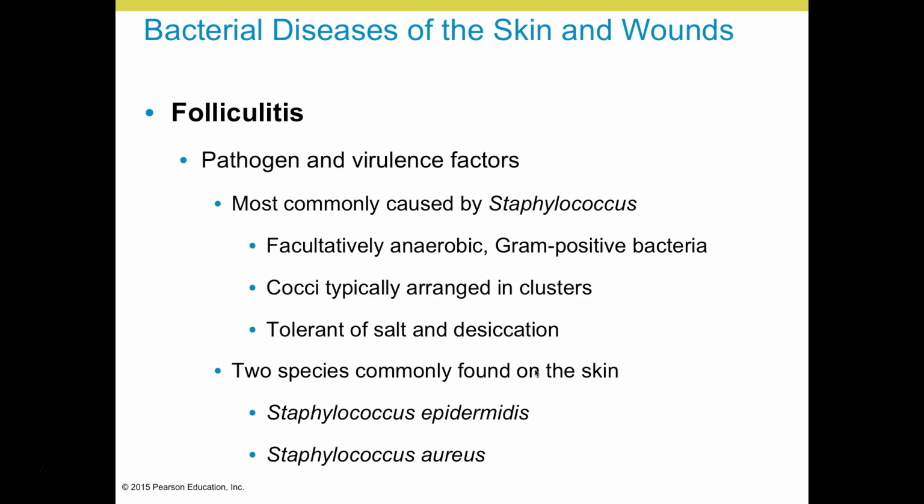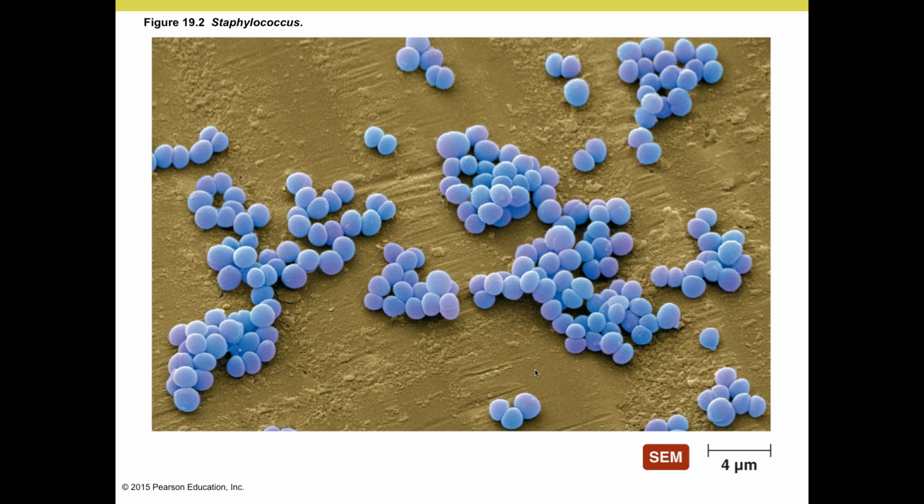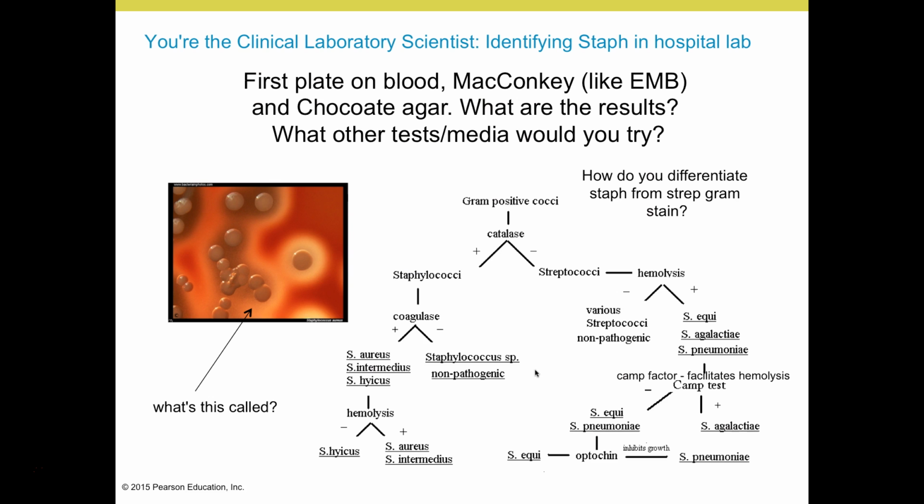Most are caused by Staphylococcus, and these are gram-positive, facultative anaerobic bacteria. They're cocci, and they're also in your skin because they happen to be tolerant to the salt concentration of your skin. You have Staph epidermidis and Staph aureus. And you're familiar with it. You saw this in your microbiology lab. We do have ways to identify what type of staph.